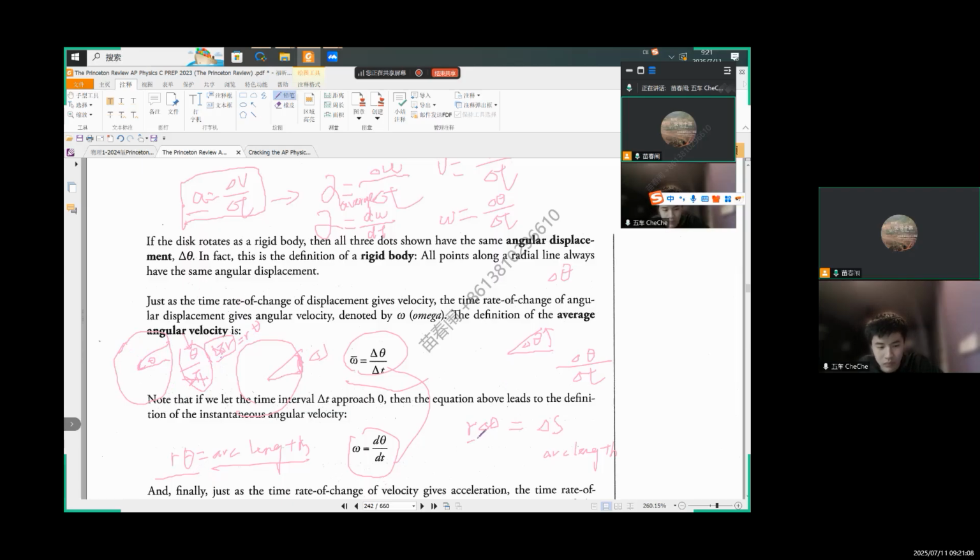So this is arc length, r delta theta. If that's the case, I can introduce another formula. I can divide it by delta t, and this is also delta t. So this is a velocity, and this is r omega. So now v equals omega r. Have you seen this before?